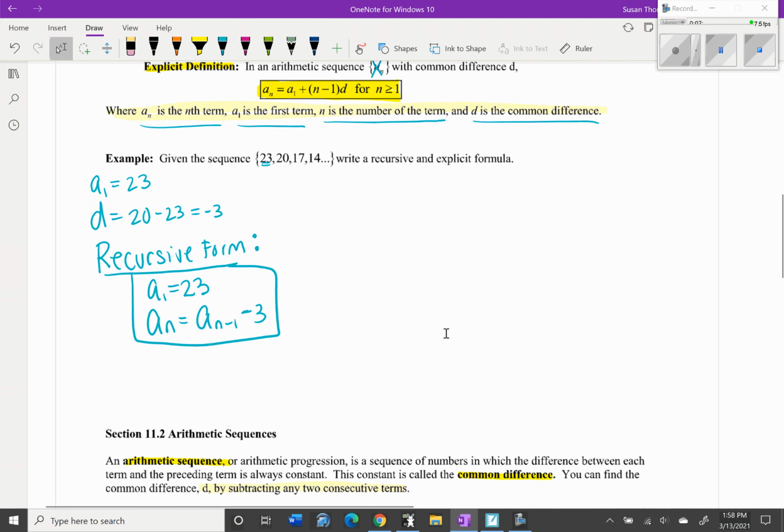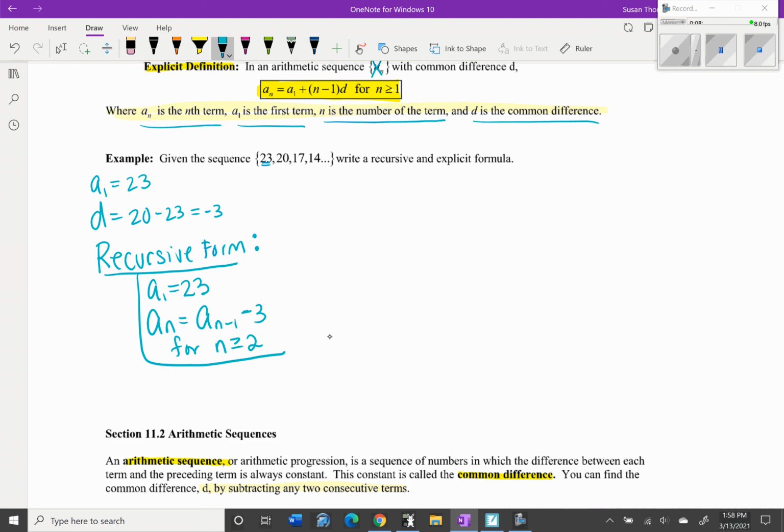And then since we're in pre-calc, we're also going to state that for this one, n would have to be greater than or equal to 2. So for all n greater than or equal to 2. Why does n have to be greater than or equal to 2? Because we are starting with a first term. If we didn't know that first term, watch what would happen.